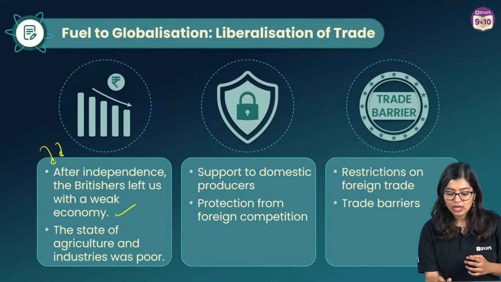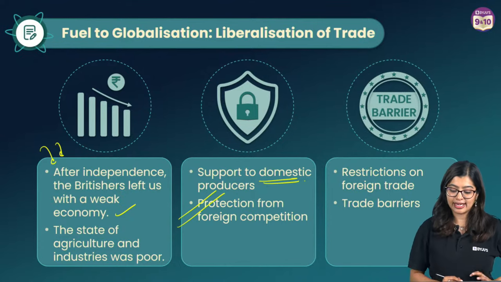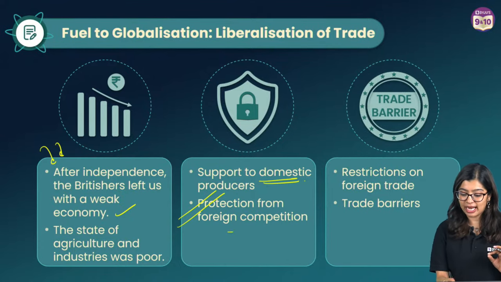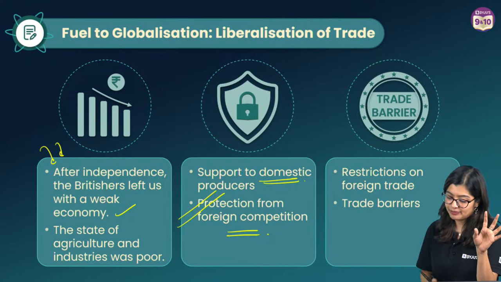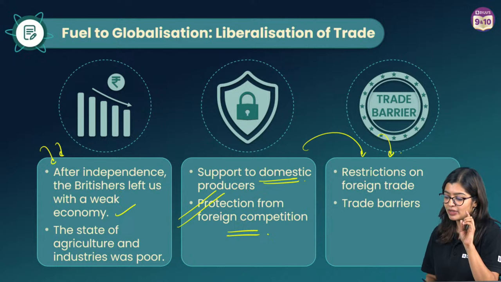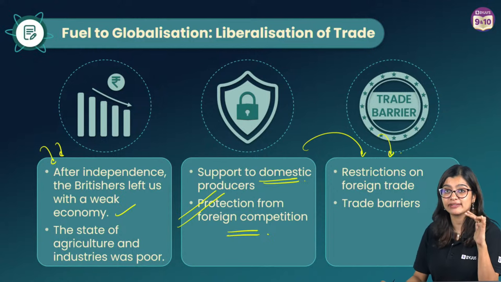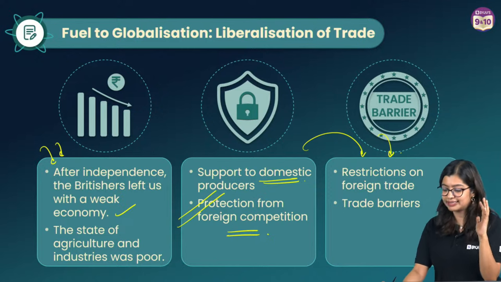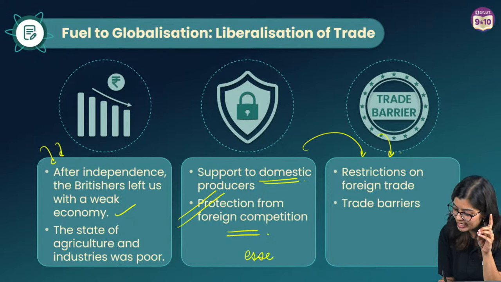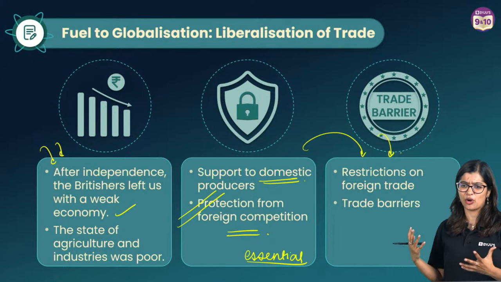So in order to support the domestic producers, that means locally, in order to improve their condition, we decided to put up some trade barriers, right? This was a main step taken towards protection from foreign competition, in order to protect our domestic producers. We saw that restrictions were put on foreign trade. This was around the 1950s and 1960s, when the industries were just up and coming. At that point, if we had allowed too much competition to come in, our industries would not have sustained, right? That is why India allowed only essential items to come in, like petrol, petrol machines and all that, right?